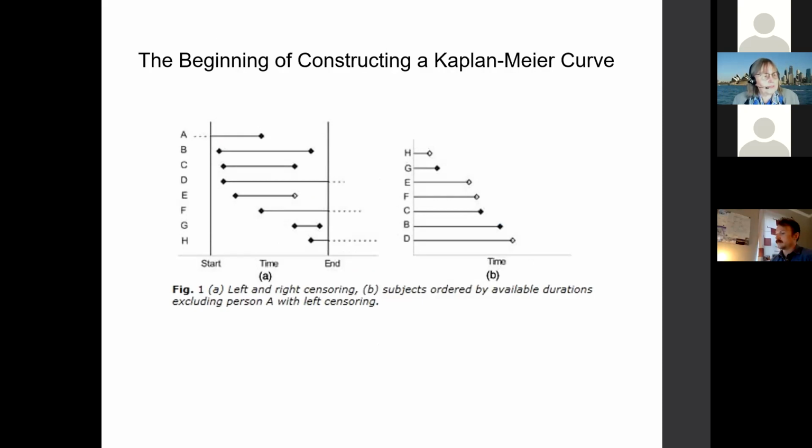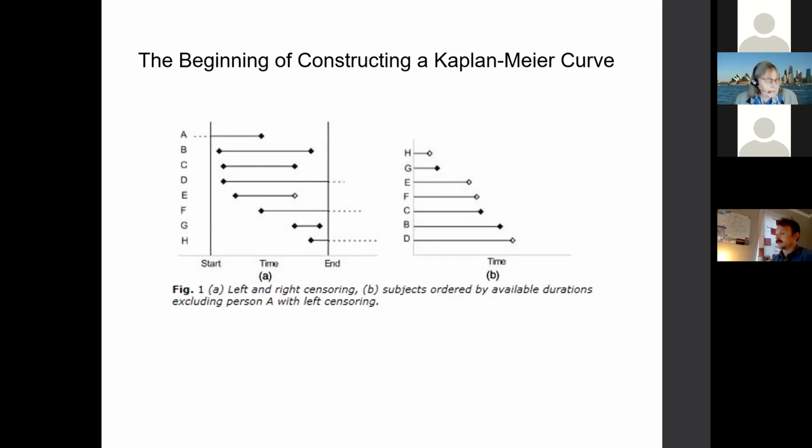We've calculated the time each individual was observed during the observation period, and whether they met the event or they were censored. Censored is shown by open diamonds and event by closed. So after you've calculated the time and whether they were censored or had the event, you would put them in order from the shortest follow-up to the longest.